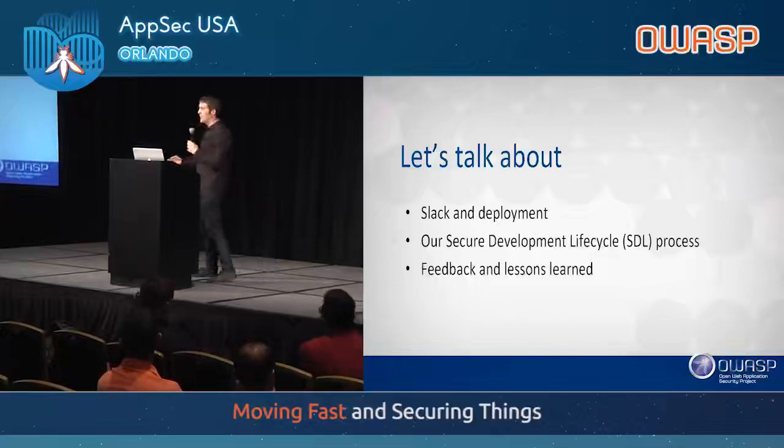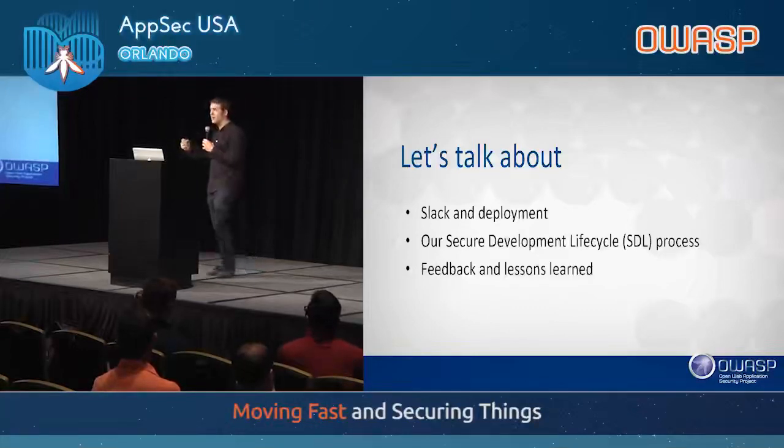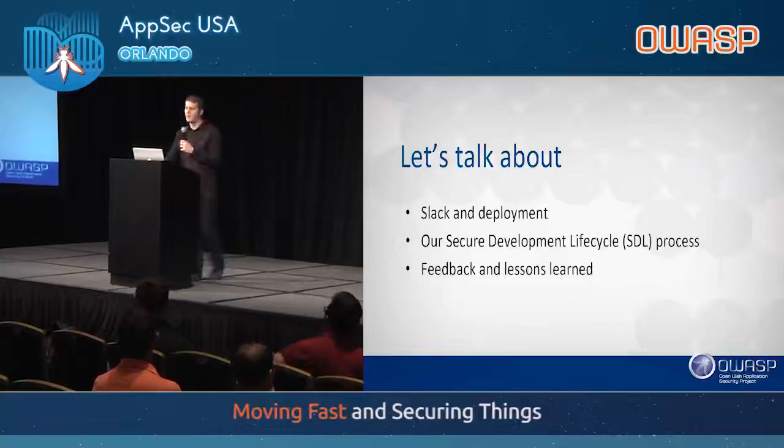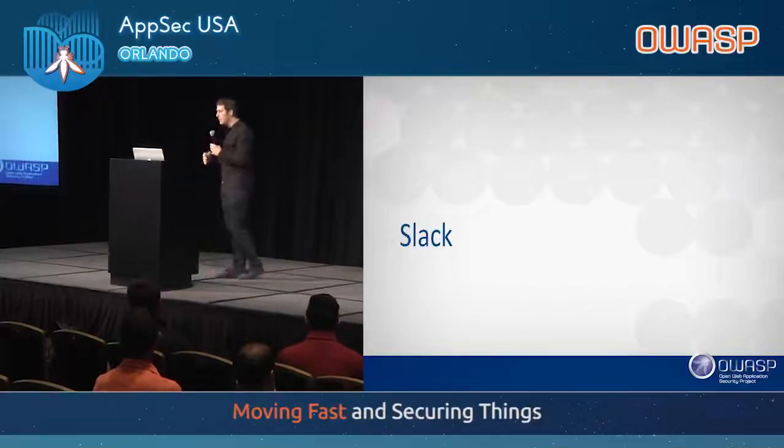We're going to talk about our secure development lifecycle process, what we've implemented, what we've seen that works, what doesn't work, the feedback we receive from that, and the lessons learned. And when we discuss the tool, we'll talk a bit about the architecture of that as well, and we'll be open sourcing that. So, if you haven't heard of Slack, it's a messaging app for teams.